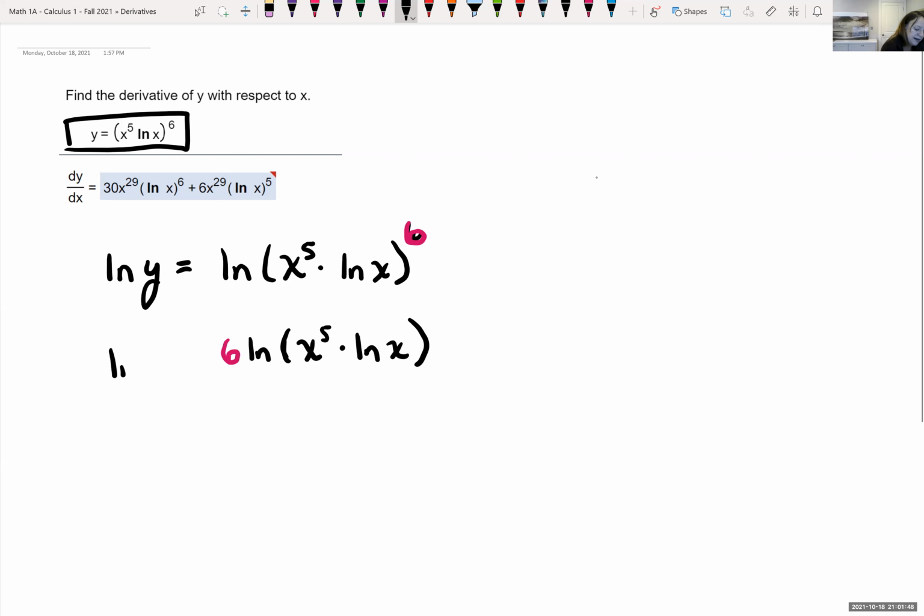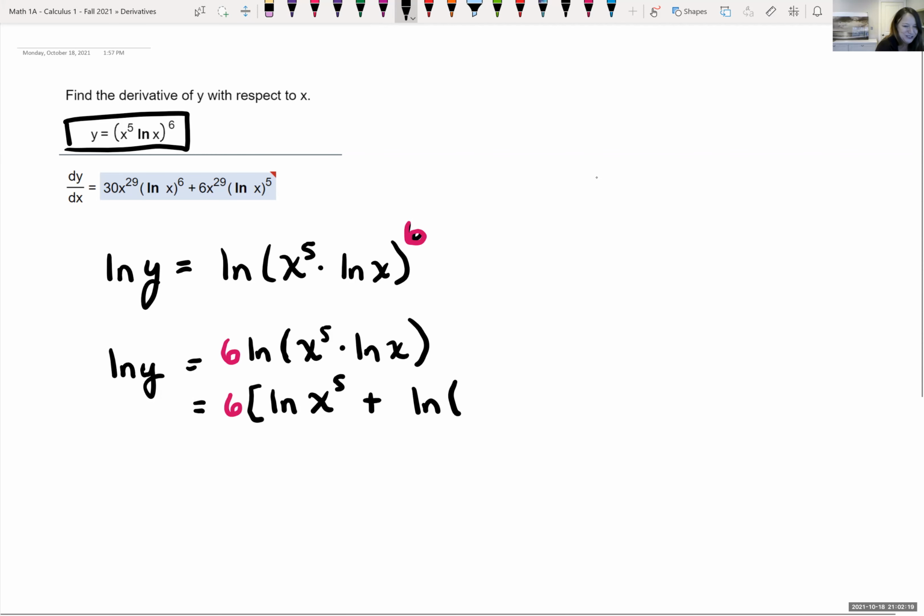And I still need my natural log of y over here. Now I'm going to use the fact that if I have a natural log of a product of two things, I can rewrite that as a sum of two natural logs. I have to be careful because I have this 6 out front, and really that 6 would be distributed to both terms. But let's just write it this time. So natural log of x to the fifth plus the natural log, which kind of looks ugly, but it's okay, of the natural log of x. We still have the natural log of y here.